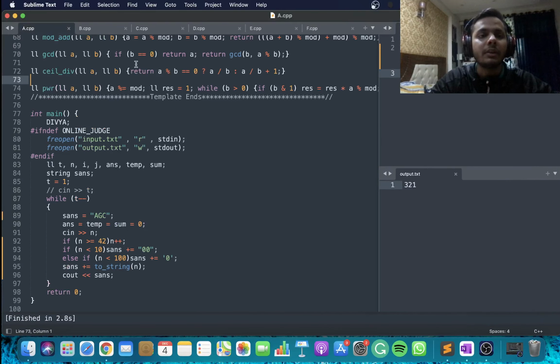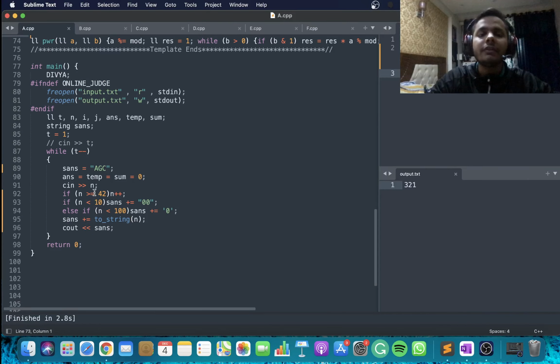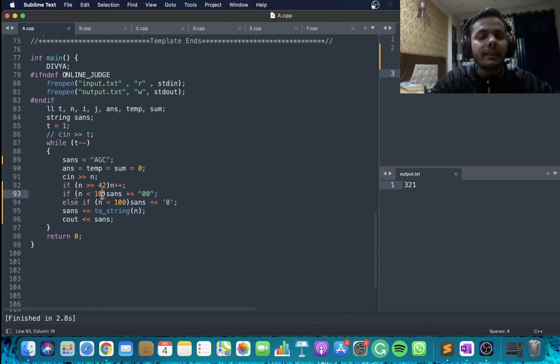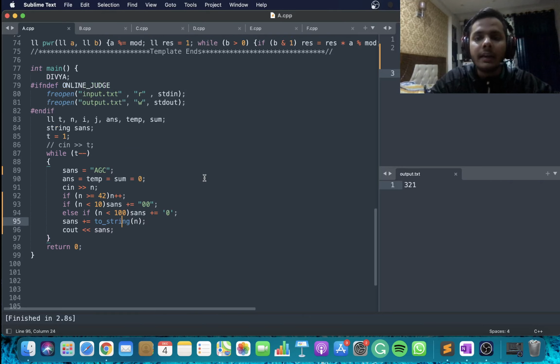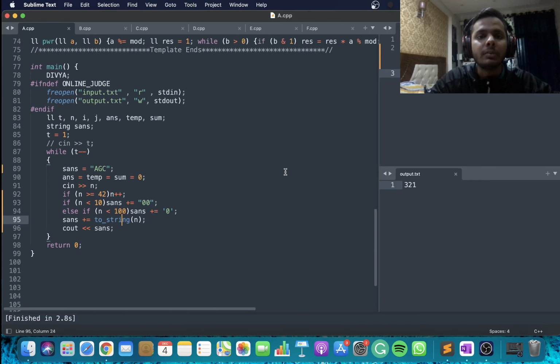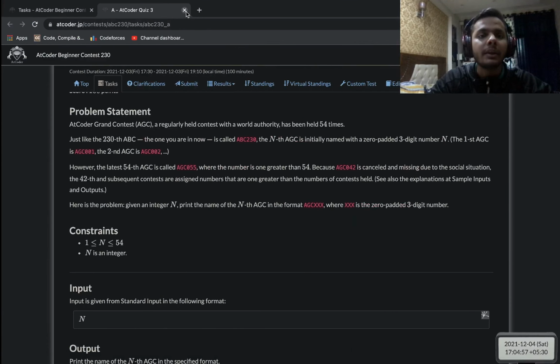Let's just have a quick look at the code. So here, if n is greater than or equal to 42, we are incrementing it, and then initially my answer string is just AGC, and if n is less than 10, then I'm adding 2 zeros, and if n is less than 100, then I'm adding 1 zero. Otherwise, if n is 100 or more, I'm not adding any 0. And finally, I'm converting n to a string using the to_string method in C++, and I'm just appending that to my answer, and that will just work fine. So this completes problem A. Pretty simple. You don't have to think about anything here.